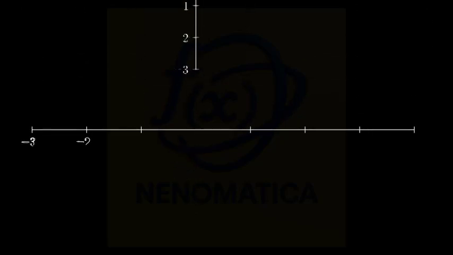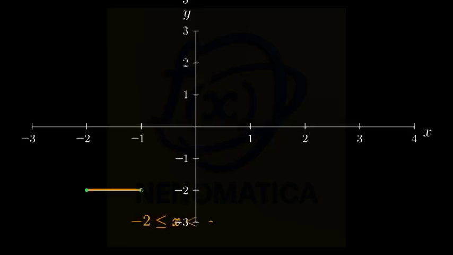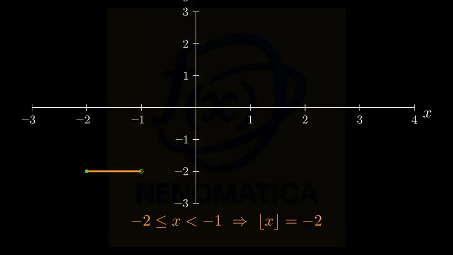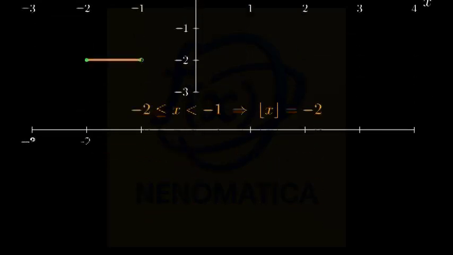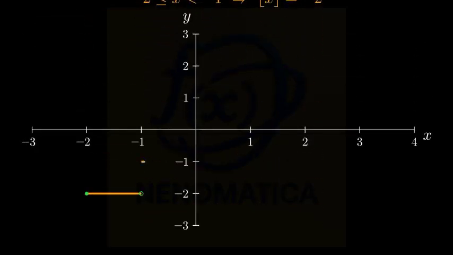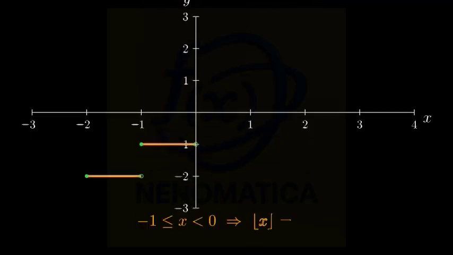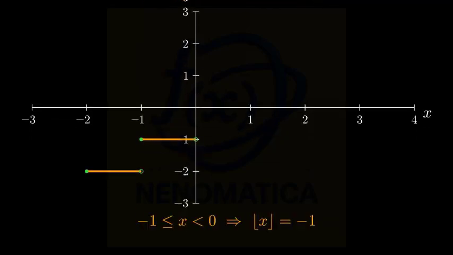Step 1. Focus on the interval from -2 to -1. For every x here, the greatest integer less than or equal to x is -2. So f of x equals -2 on this entire interval. We write -2 less than or equal to x less than -1 implies floor of x equals -2. Step 2. Now, the interval from -1 to 0. Here the greatest integer less than or equal to x is -1. So f of x equals -1 on this whole interval. We write -1 less than or equal to x less than 0 implies floor of x equals -1.